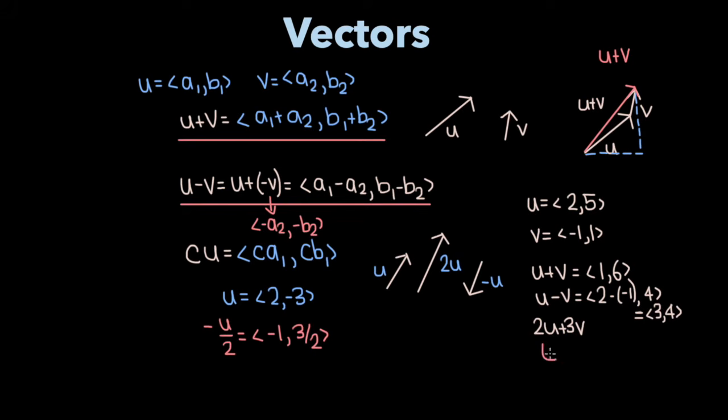Now let's do 2u plus 3v. 2u is 2 times 2, comma 5, and to that we're going to add 3v, which is 3 times negative 1, comma 1. 2 times the vector 2, 5 is the vector 4, 10, plus 3 times the vector negative 1, 1, which is negative 3, 3. And if we sum these two vectors up, we get 1, 13. And so 2u plus 3v is the vector 1, 13.